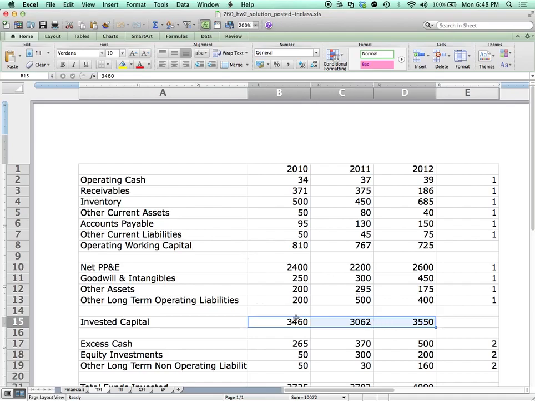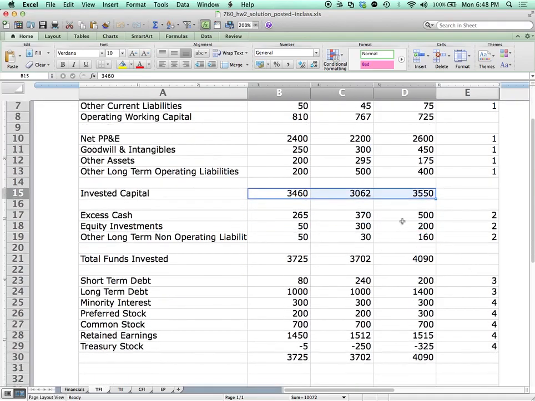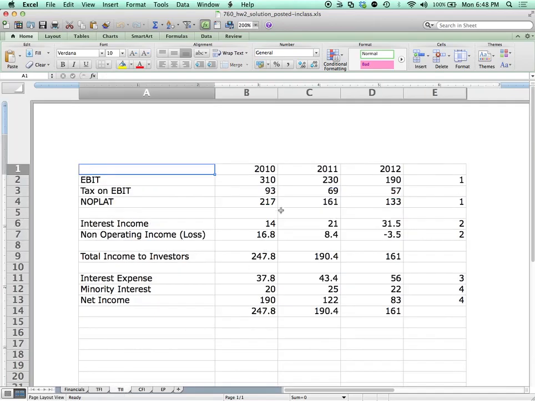I have my invested capital, which is the cash tied up in my operations. That's what I'm really trying to represent. Then I'm trying to represent the cash tied up in the non-operating activities, and then the cash from financing, debt and equity financing that finance the business. I did the same thing with my TII. Here's my NOPLAT, the profit from operating activities. Here's the profit from non-operating activities. Here's my financing flows to the business.